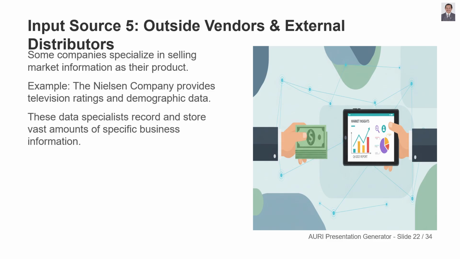The Nielsen Company is a well-known example, providing television ratings and demographic data. Obtaining data from these external providers helps companies broaden their market view and understand industry trends. This can include insights that would be costly or difficult to gather internally. External data often complements internal research, creating a fuller market picture.